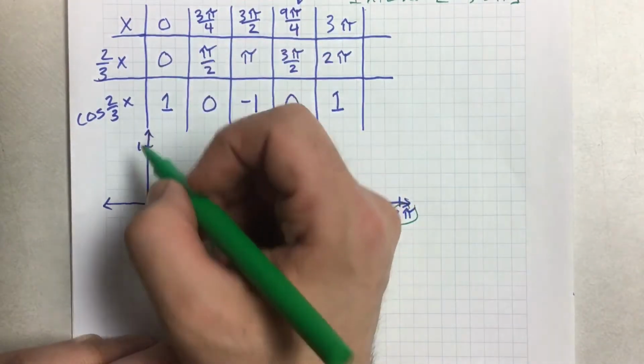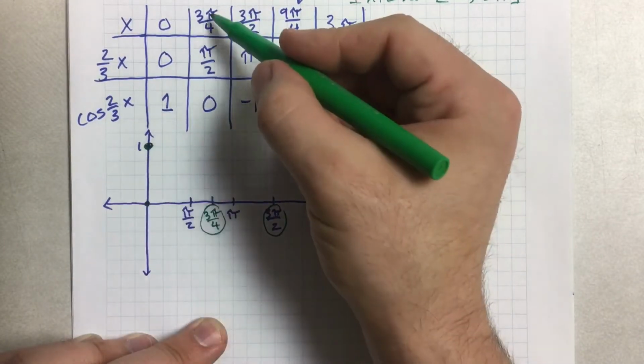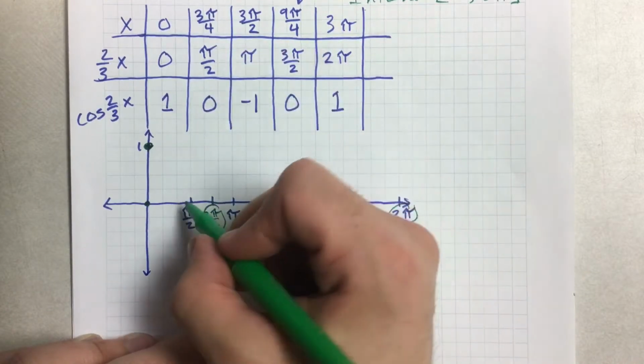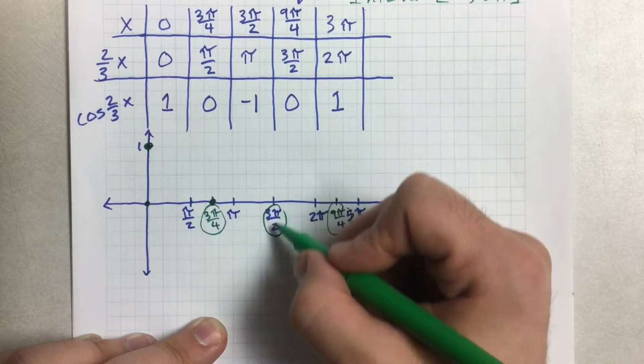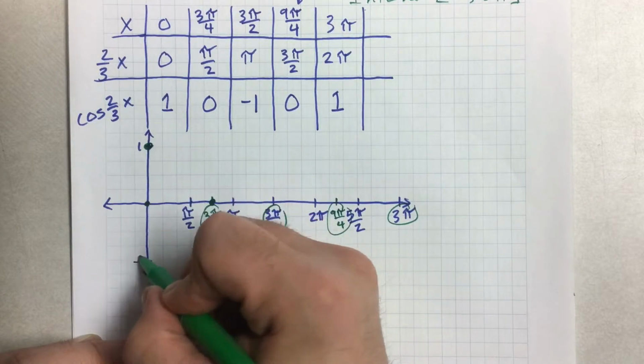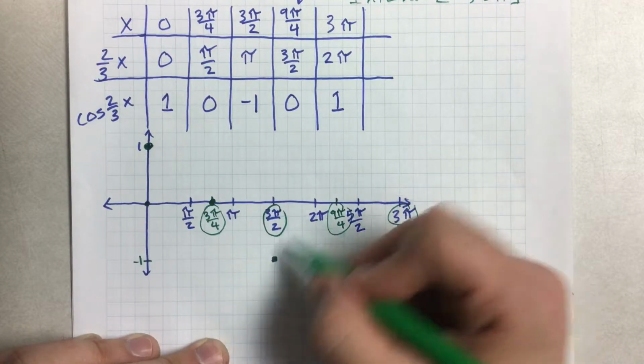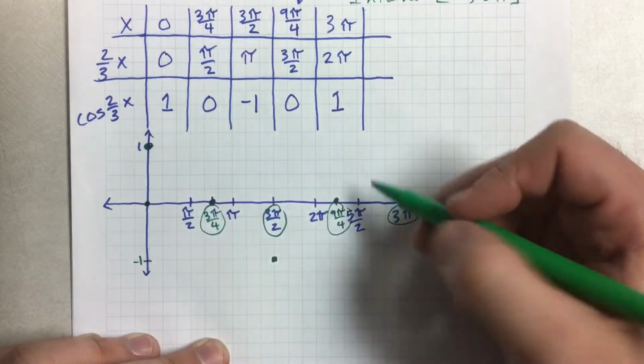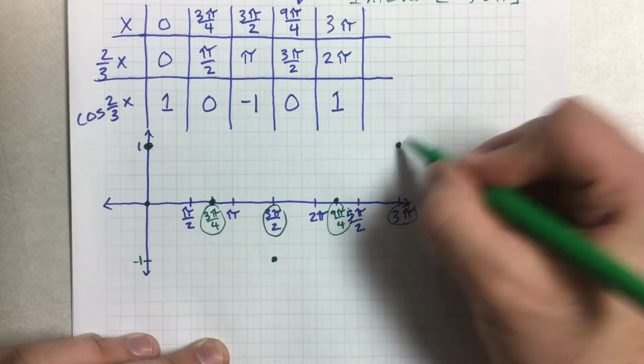So at 0, cosine's at 1. At 3 pi over 4, at 0. And then we're done following this pattern. Let's write this. It's periodic, so once I get started, I can just follow the pattern.